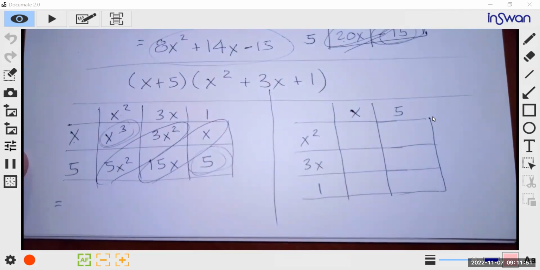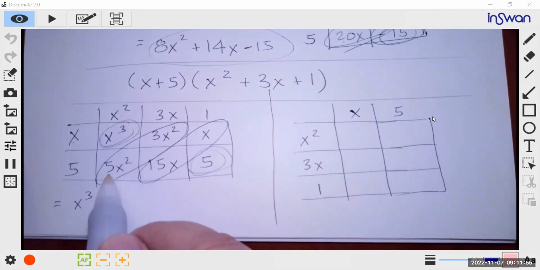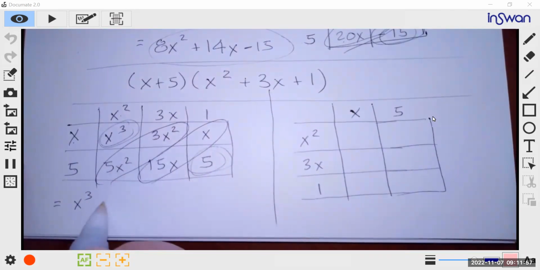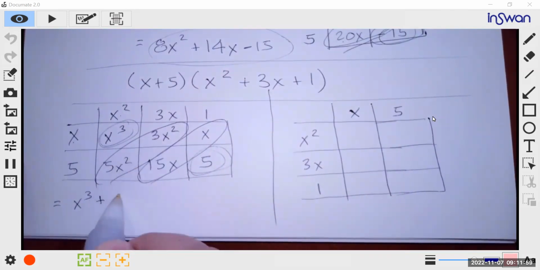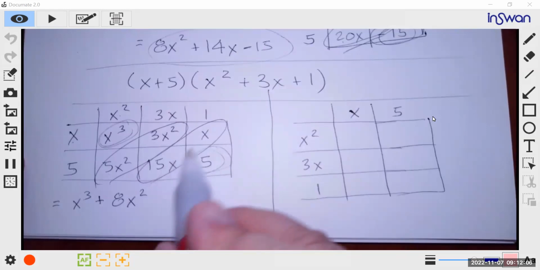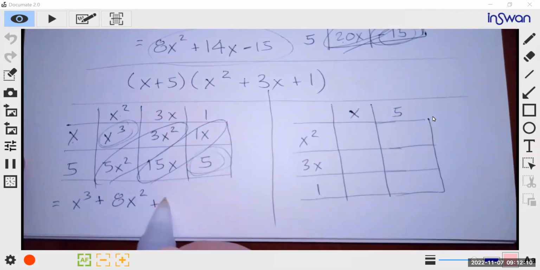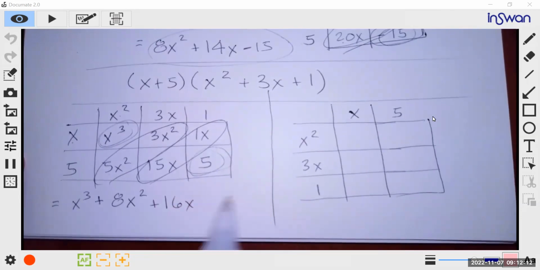combine like terms. So we have x cubed. 5 and 3 are both positive, so the answer is positive. 5 plus 3 is 8. They're both x squareds. 15 and 1, they're both positive. 15 plus 1 is 16, so it's positive 16x. Has a positive 5.